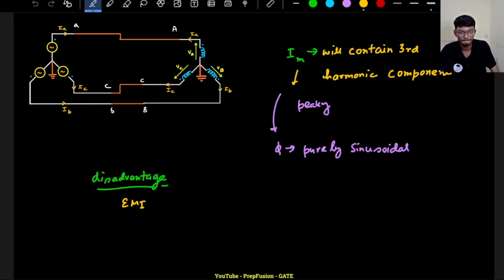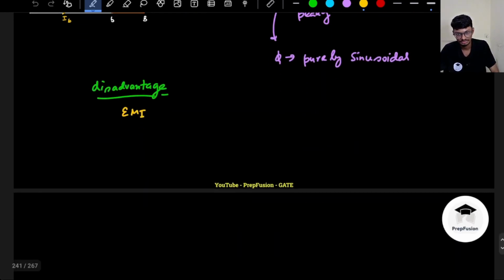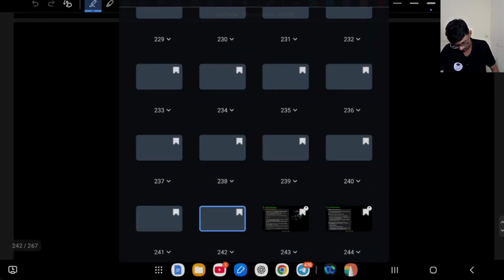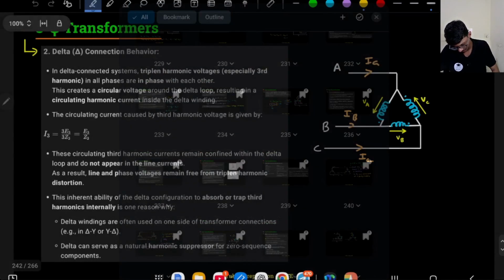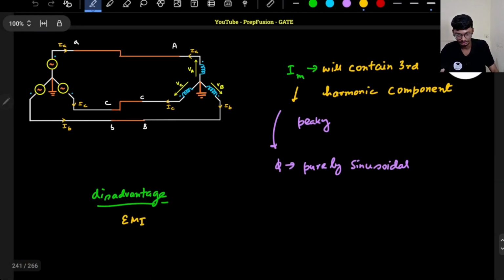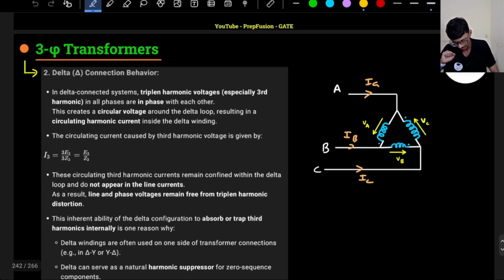So now, the same thing whatever we have discussed is written over here in text, but we have already done it. We have already finished it. So now let's discuss the delta-star connection. What will happen to delta-star?